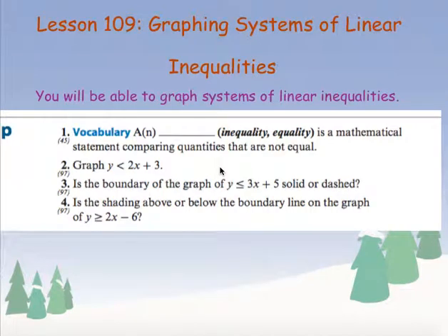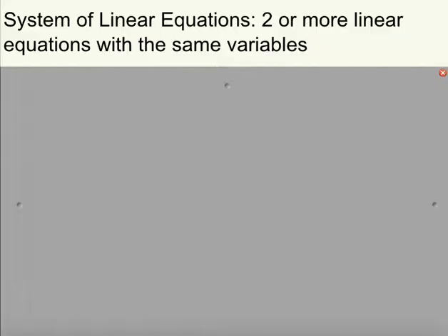Algebra 1, Lesson 109. We are looking at our inequalities again, being able to graph those. But now we're going to have a system of linear inequalities, which means we're going to have multiple ones on a graph. Just like we would with our regular linear equations, we want to figure out what is the intersection. But there's going to be more than just one answer to this.